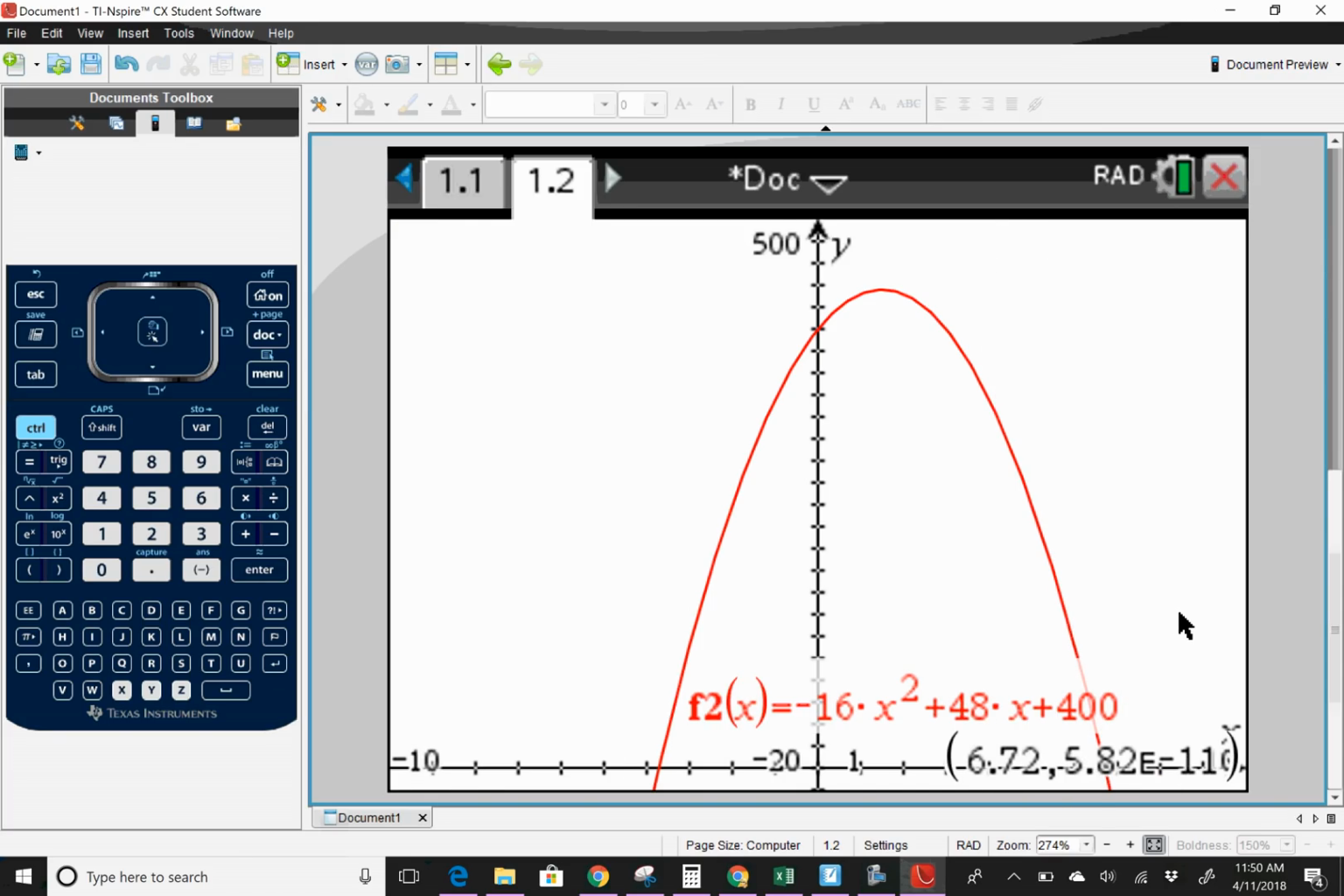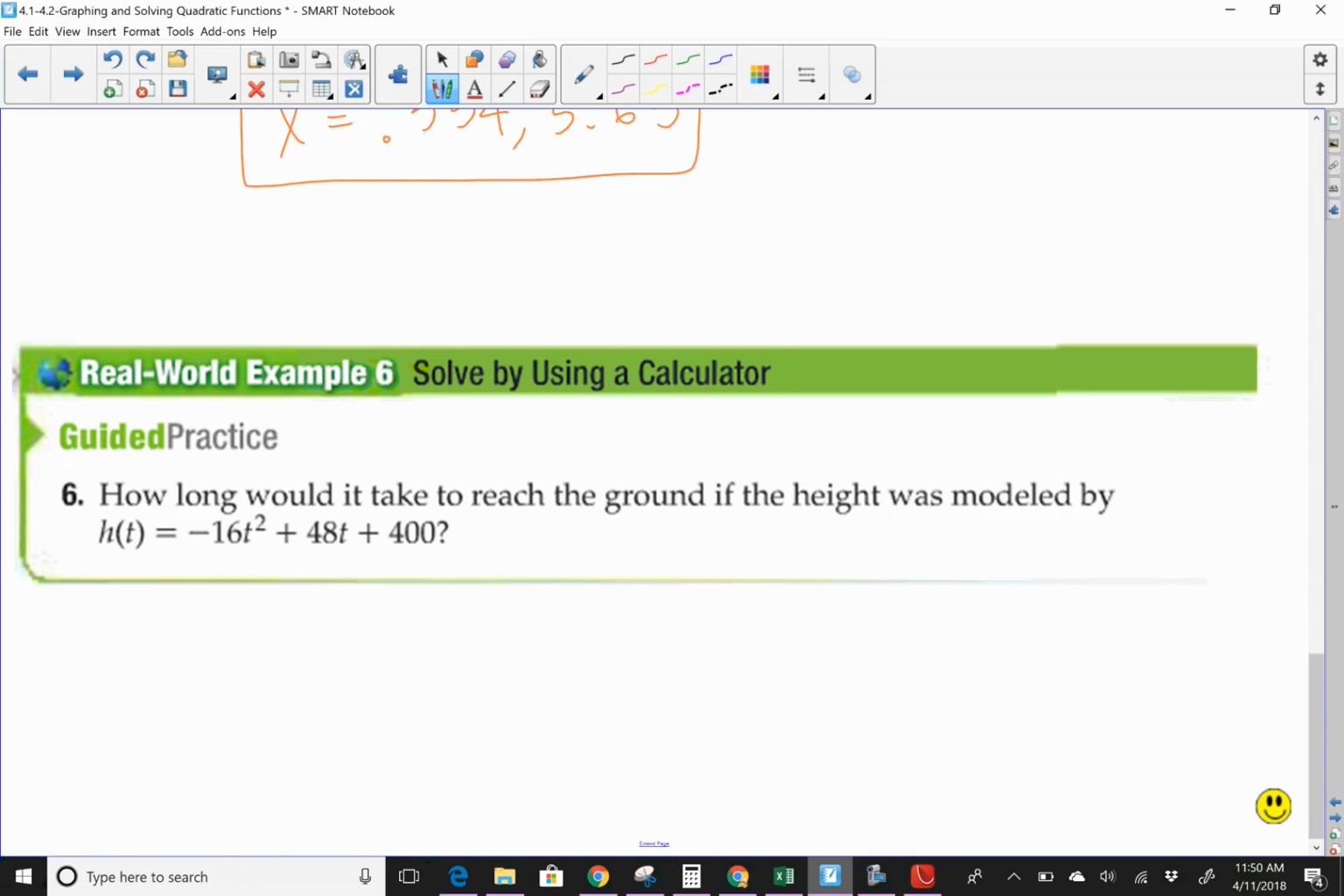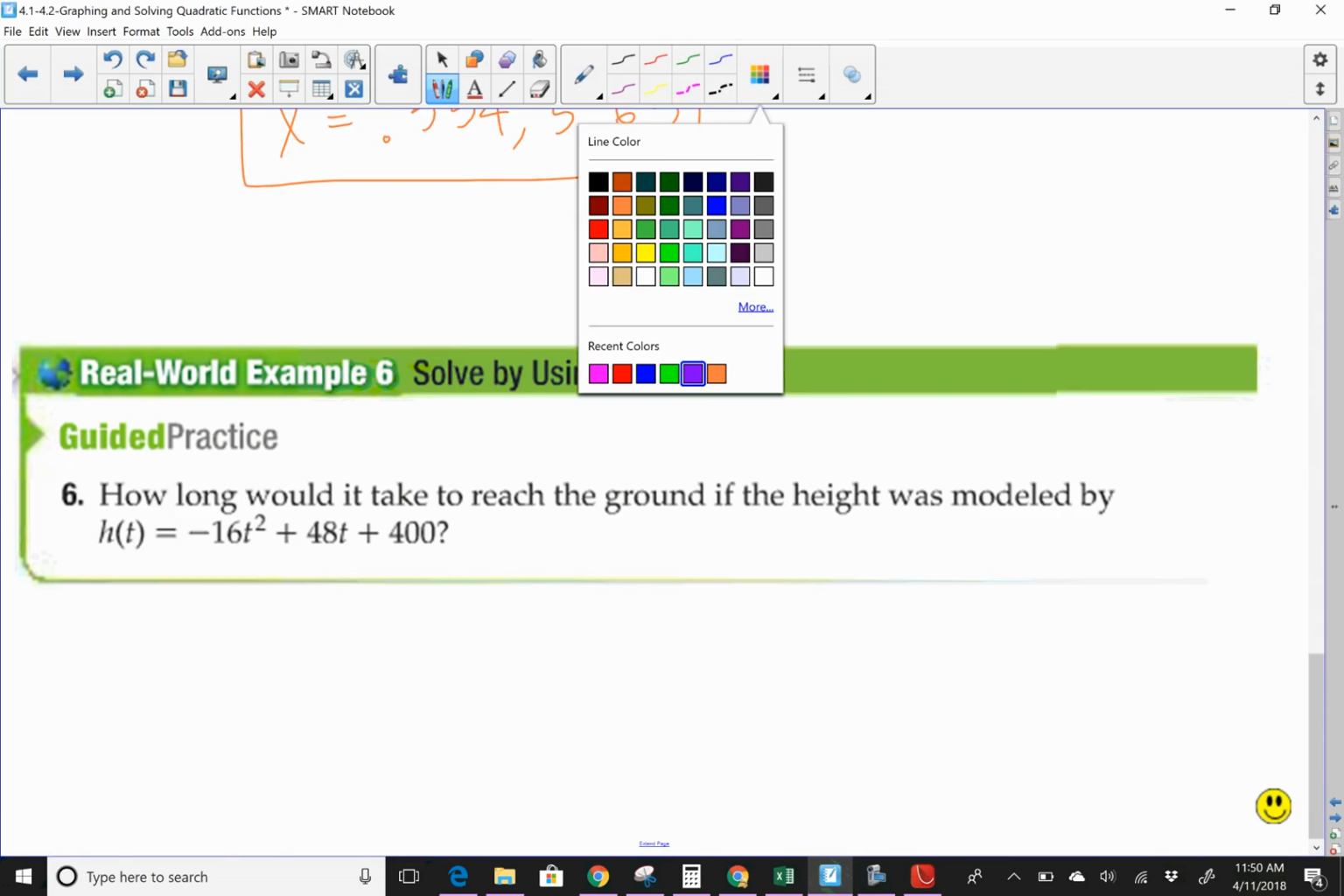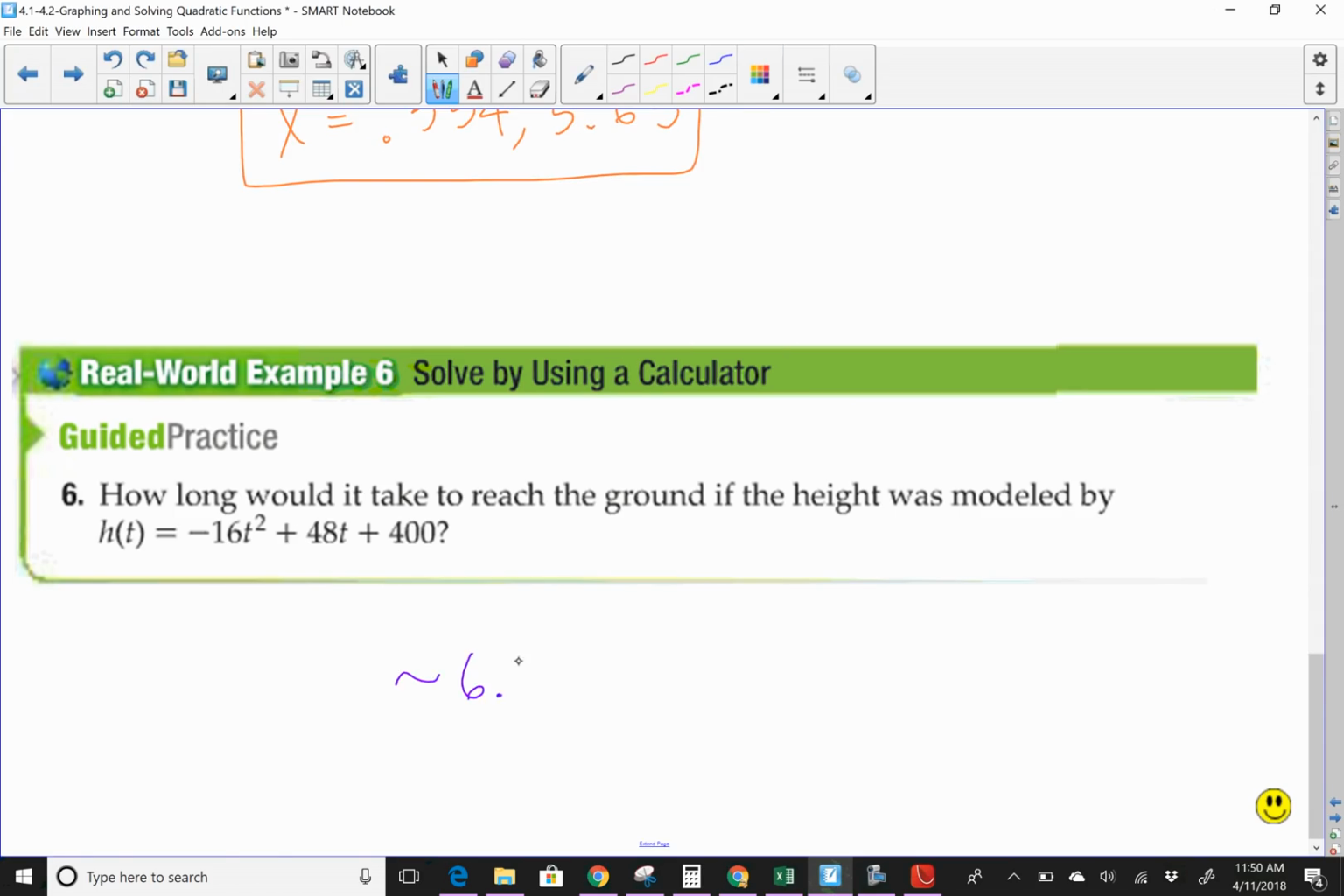Now, keep in mind too, let's see if it'll let me grab that. It won't. All right, but that says 5.82 times 10 to the negative 11th. Y'all, that's 0. So your answer is at 6.72. So, going back to our equation, what am I going to answer? How long would it take? About 6.7 seconds.